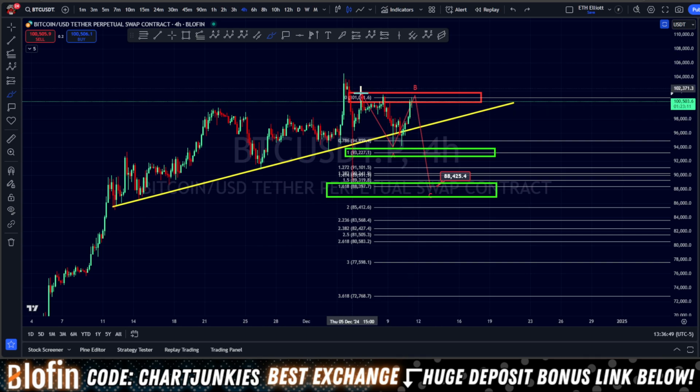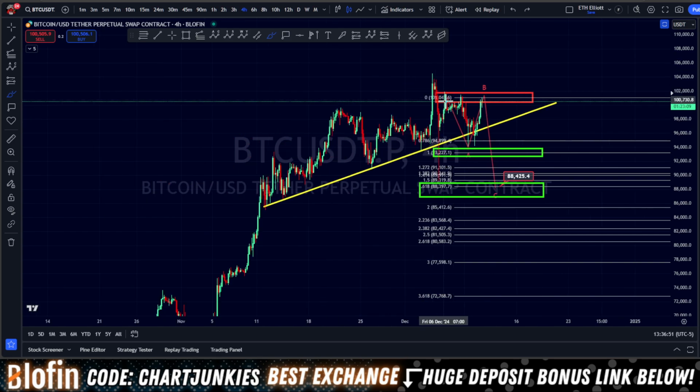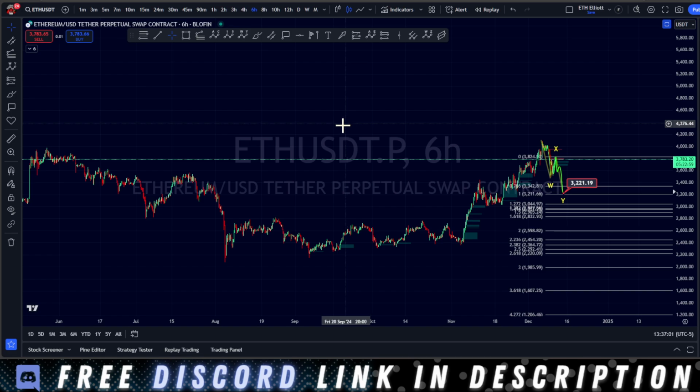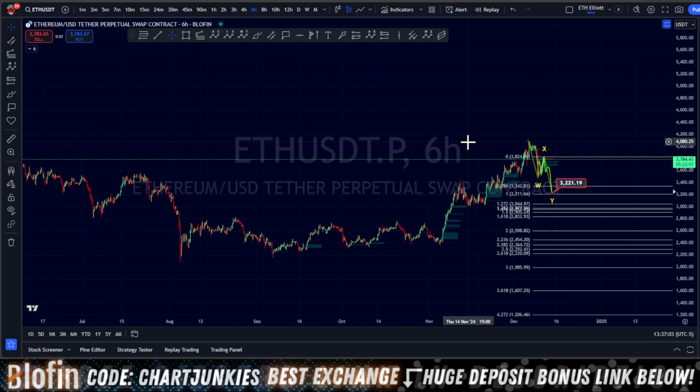I'm going to show you why I'm short here. I'm looking at more of a corrective leg to the downside coming into play, and this can take one of two forms. I'm looking at this on BTC. I'm also seeing the same thing show up on Ethereum's chart.